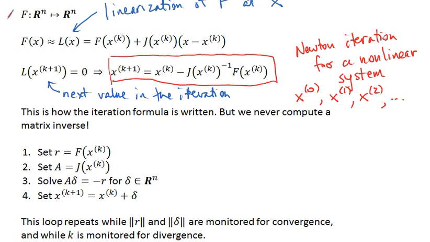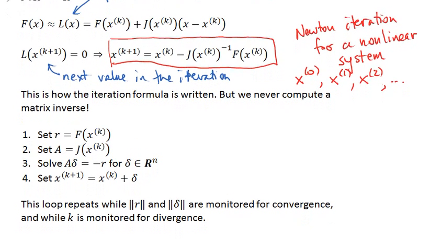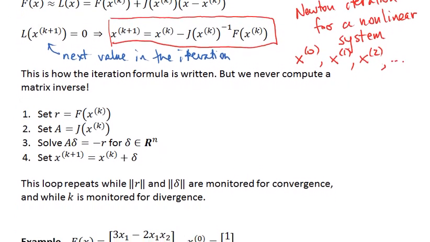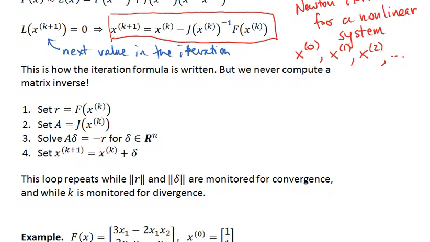Now, the formula itself has a matrix inverse in it, which is fine as far as formulas go. But in numerical computing, in numerical linear algebra, we never find the inverse of a matrix. Whenever you see the inverse of a matrix, that means that there's a linear system that's being solved. And we use LU factorization for that. So in more detail, these would be the steps in going from xk to xk plus 1.